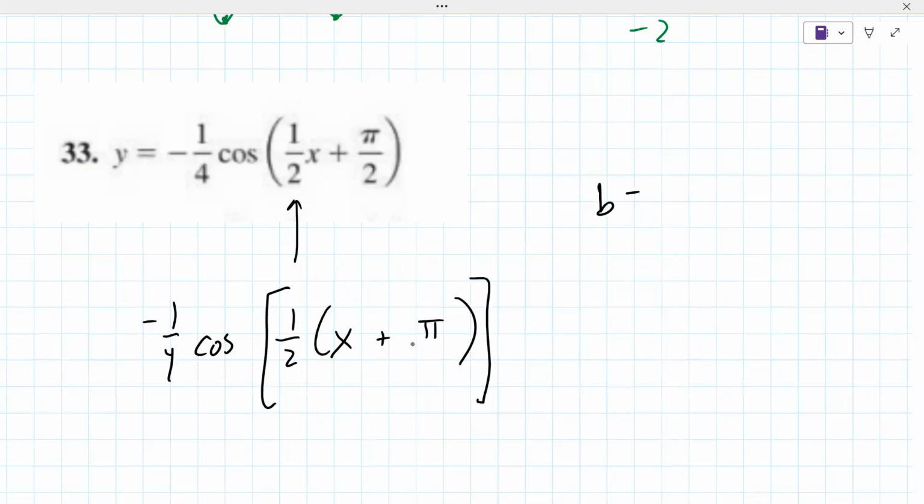The b value here is 1/2. And the period, you always start with the period. It's 2 pi over b. So this one ends up being 2 pi over 1/2, which is 4 pi.